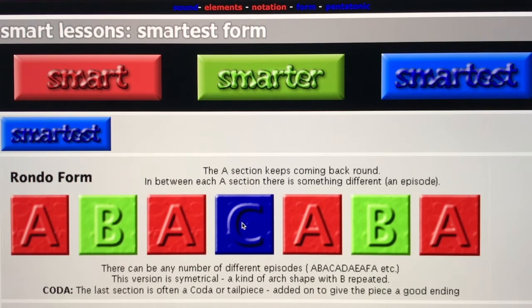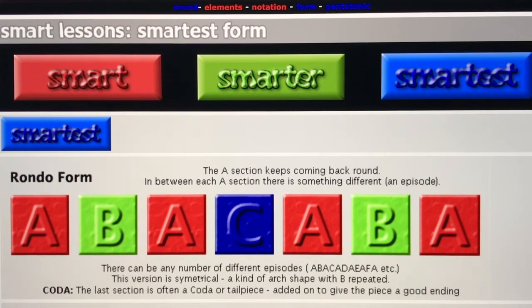Different sections mean that it's going to have contrast, so different ideas. What's going to be different? How is it going to be different? When you're listening, those are the things to look out for. So there can be any number of different episodes, A, B, A, C, A, D, A, E, A, F, etc.